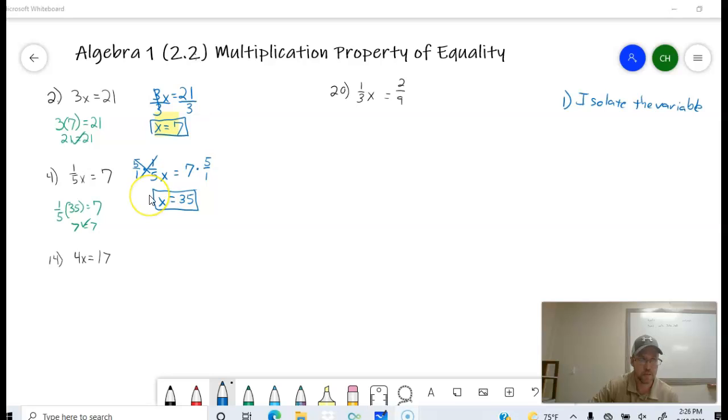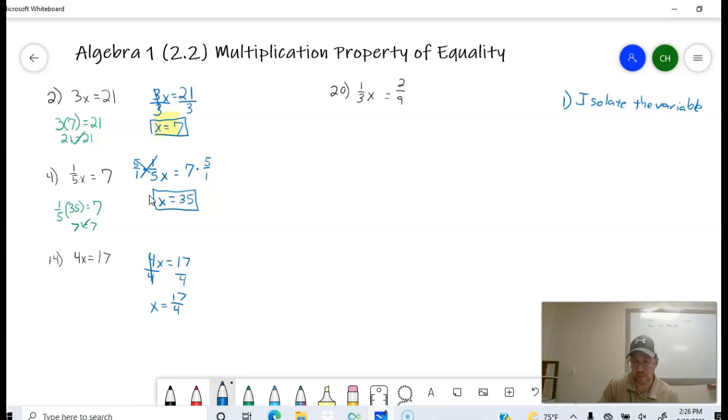All right. So on the next one, we've got 4x equals 17. Not going to treat it any differently. 4 times x equals 17. I want to get rid of the 4, so I'm going to divide. Let's write it over here on this side. 4x equals 17. I'm going to divide both sides by 4. Those cancel out. X equals 17 over 4. I can't reduce it. It doesn't divide evenly.